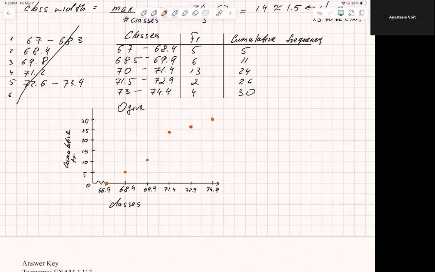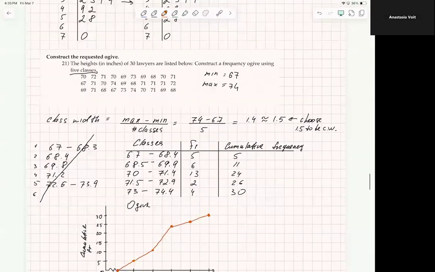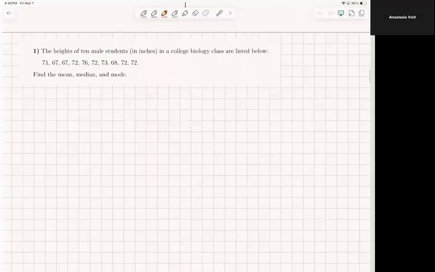And now we can just connect these points with a solid line or with line segments. And this is it. This is your ogive. So that would be the end for this problem.